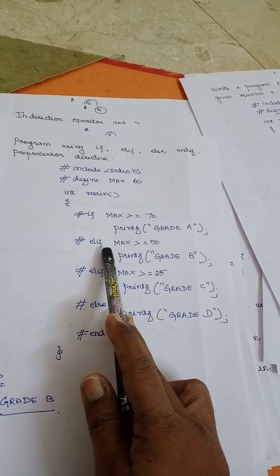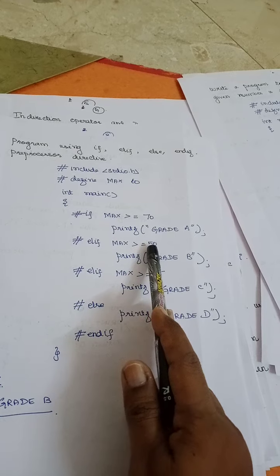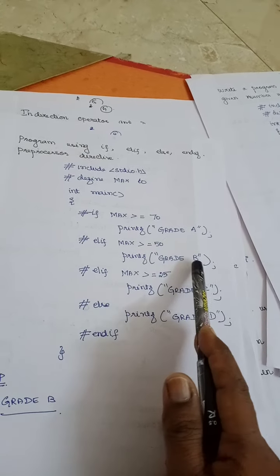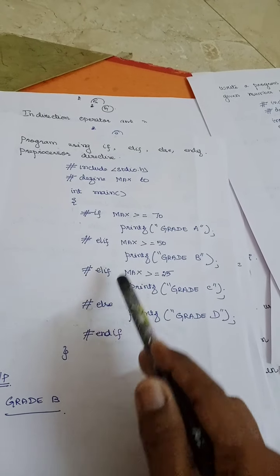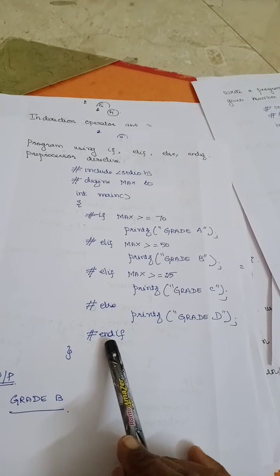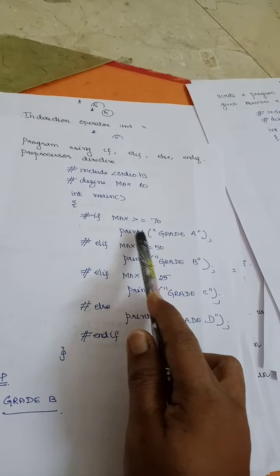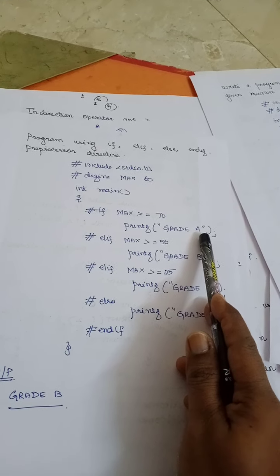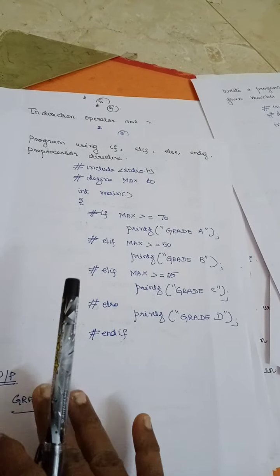So again I will check else if max is greater than or equal to 50. Yes, 60 is greater than or equal to 50. I will print grade B, right? So here for if else I should have the else part, and then I should have end if. Is that clear? So here if the condition evaluates, then this particular statement will be executed. Is that clear? Right, that is the difference between if def and if.